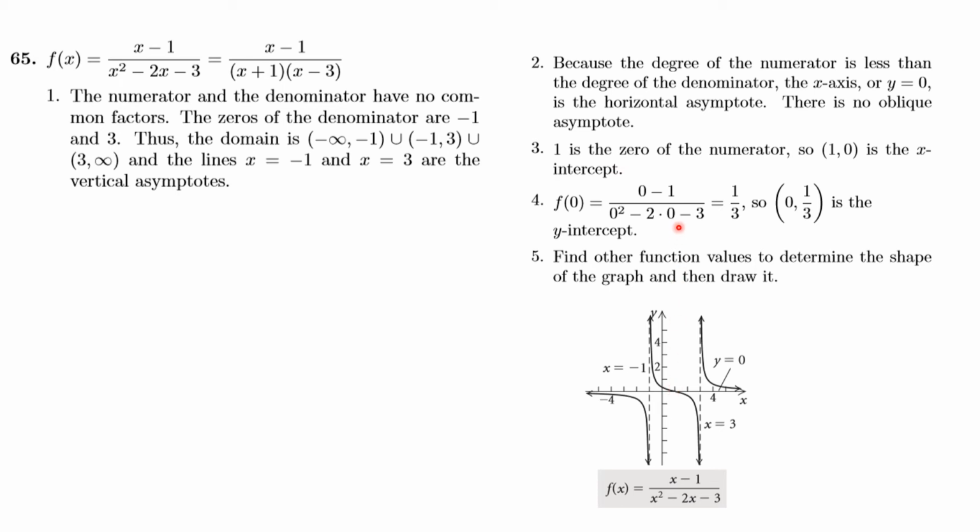We hit there. And when we put 0 in for x, we get 1/3, so that means 0, 1/3 is the y-intercept. And you can pick some other points, but this is the graph we should have, and you see our vertical asymptotes and our horizontal asymptotes and our zeros where it hits the axis.